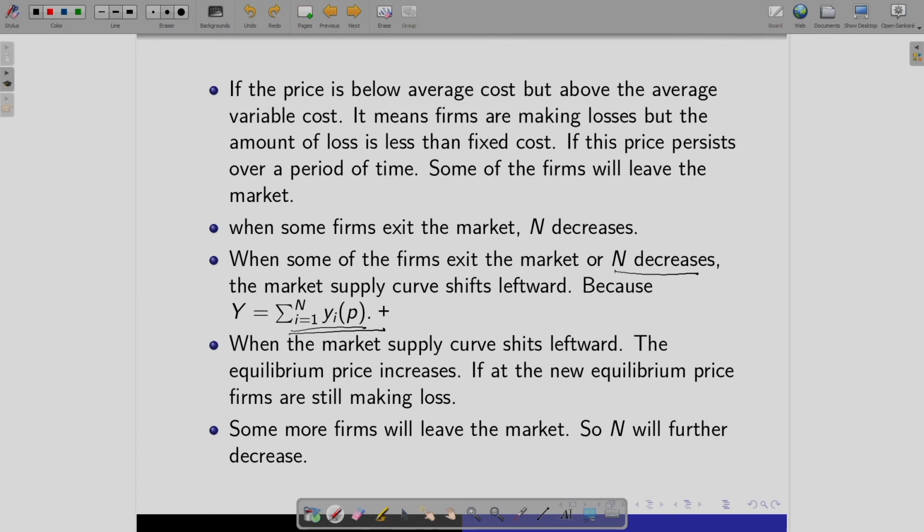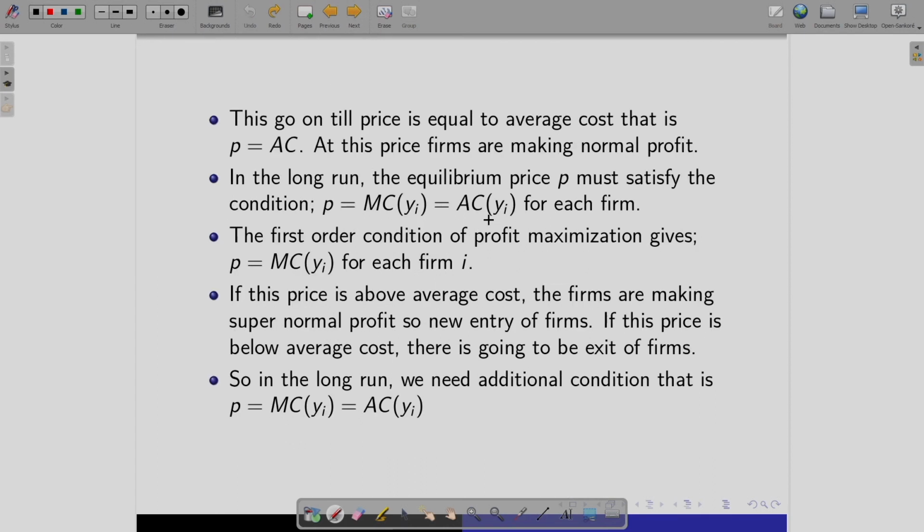This process will continue, and it will stop at the point where the price is such that the firms are making normal profit, that is, zero profit, and at that price the price is always equal to average cost. So, for the long run equilibrium, price should always be equal to average cost, and from the profit maximizing condition we know price is equal to marginal cost. So, we get this condition for the equilibrium point.